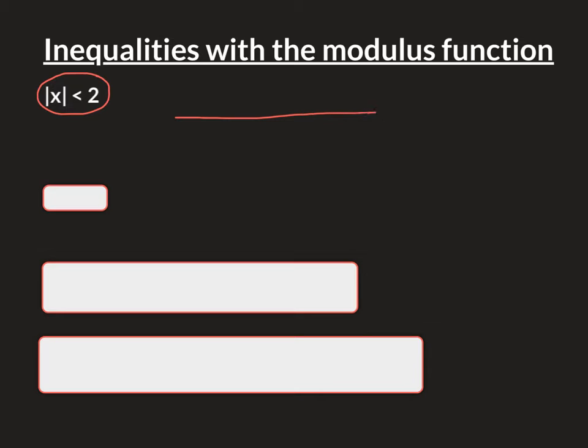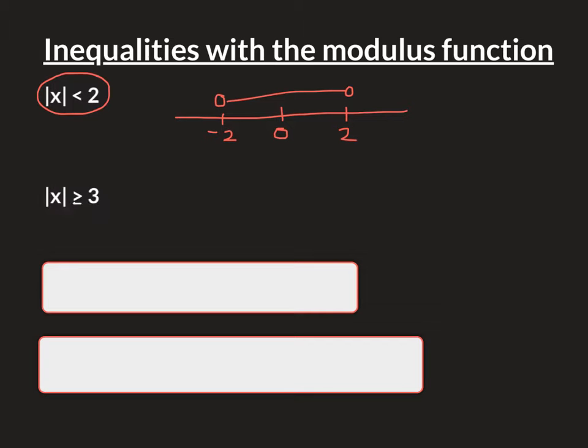Let's go proper old school and think of a number line. That means it's got to be somewhere in this bracket. If the size of x, the modulus of x, is less than 2, it's got to be somewhere along that line. Anything outside of it, the modulus is not going to be less than 2.